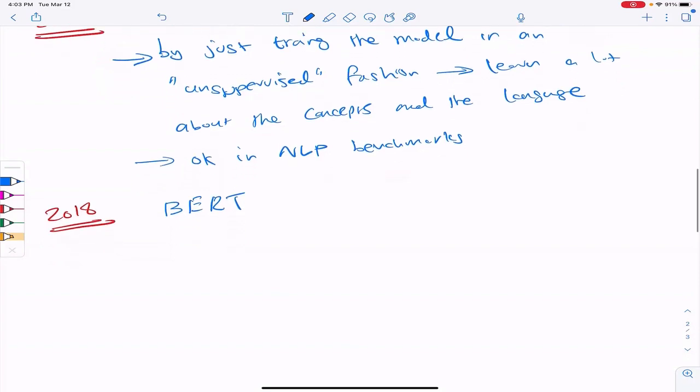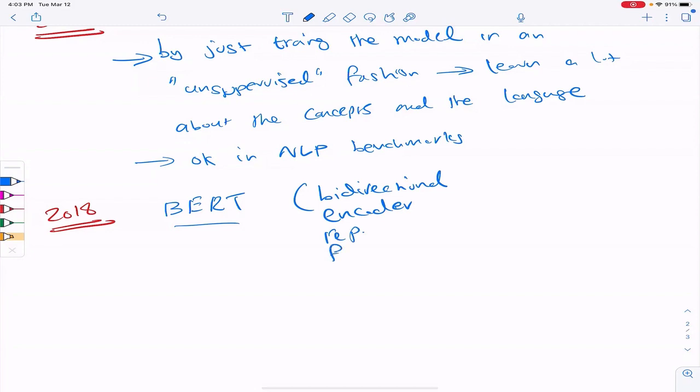Okay. So next, I'm going to talk about BERT, which is a bidirectional encoder representation for transformers. Okay, so that's BERT.